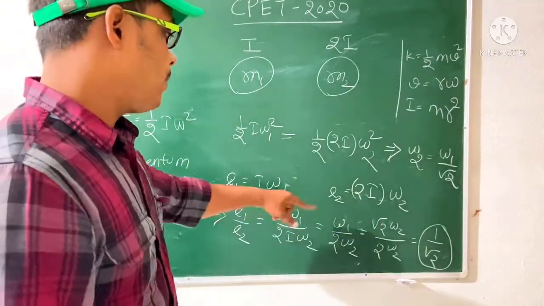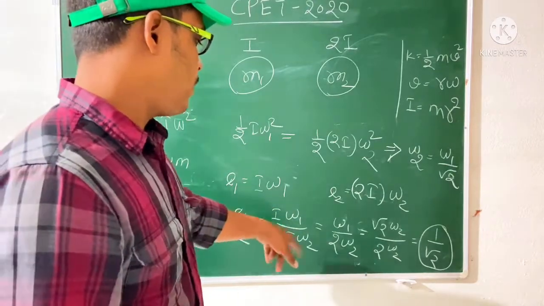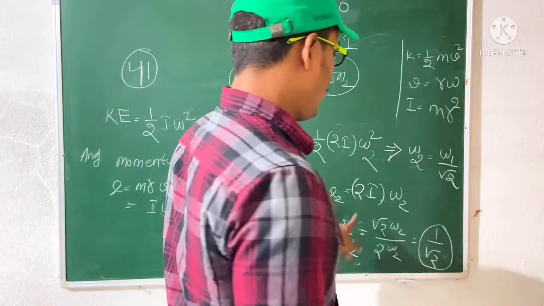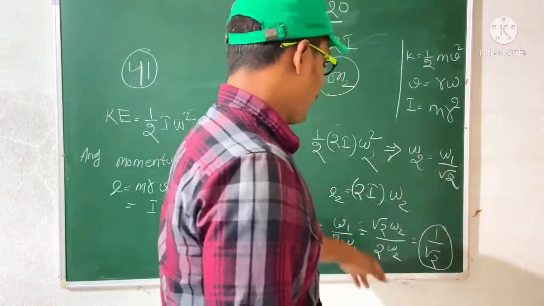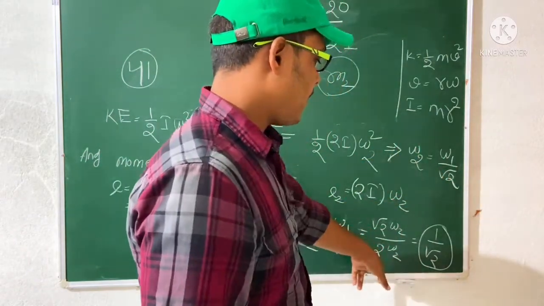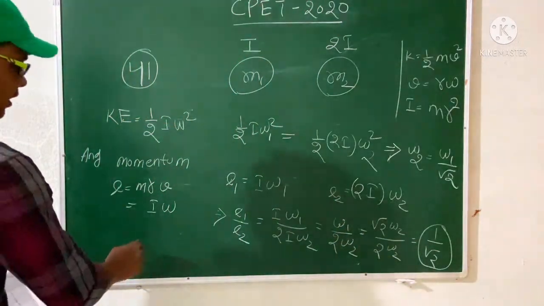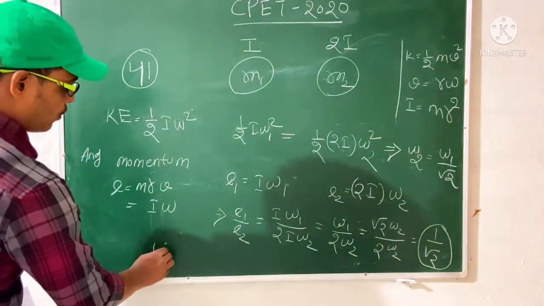To find the ratio, divide both of them, so I will be cancelled and we get omega 1 by 2 omega 2. Then omega 1 is root 2 omega 2, so the root 2 cancels and that will be 1 by root 2. Therefore the answer is 1 is to root 2.